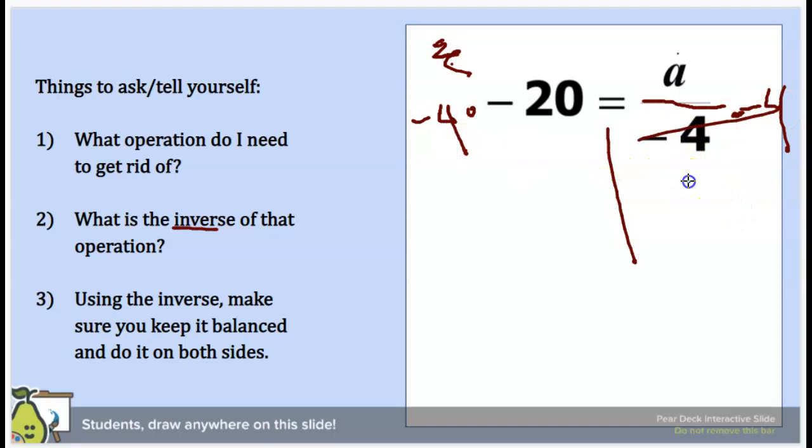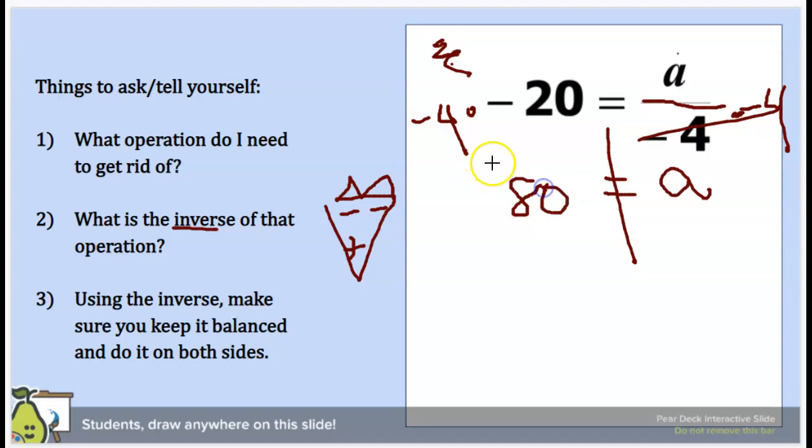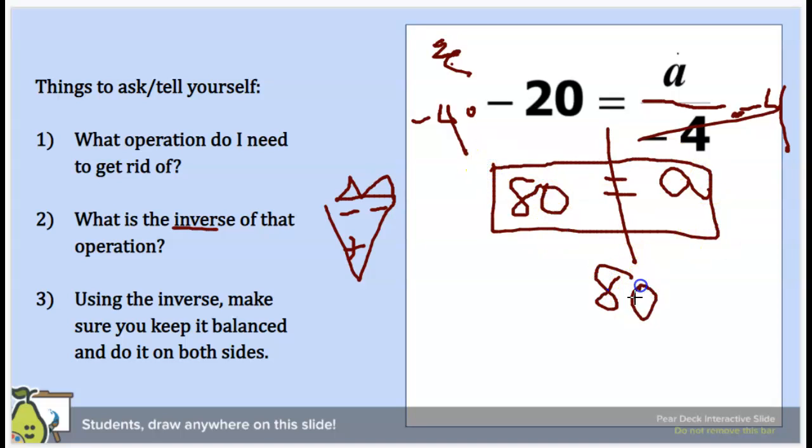I end up canceling that out and left with A equals a negative times a negative. We did this when we did that little mad cat. A negative times a negative gets me a positive, and 4 times 20 is 80, so positive 80. And that makes sense because 80 divided by a negative 4 would get me a negative 20. Check.